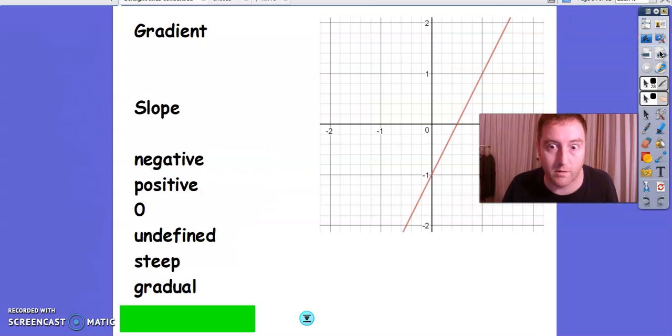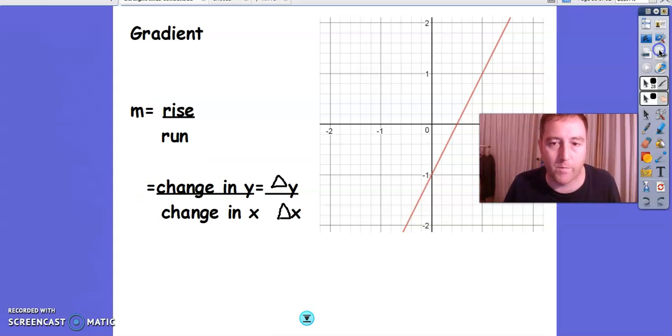Useful stuff. Loads of content in this short video. You might want to watch this two, maybe three times even. Let's just have a look at the final thing, how to calculate gradient.